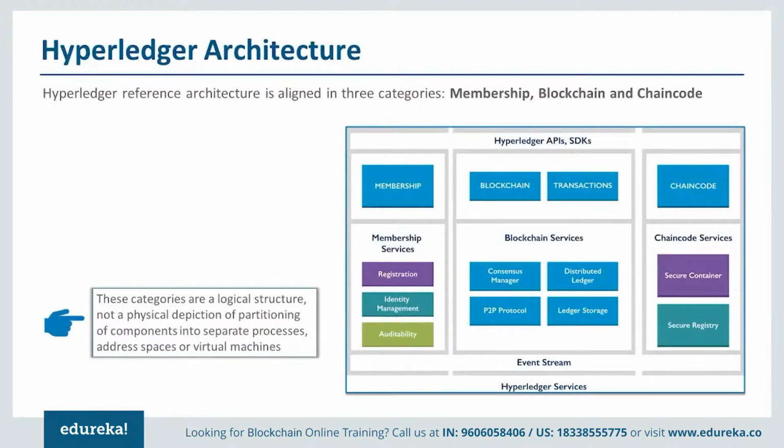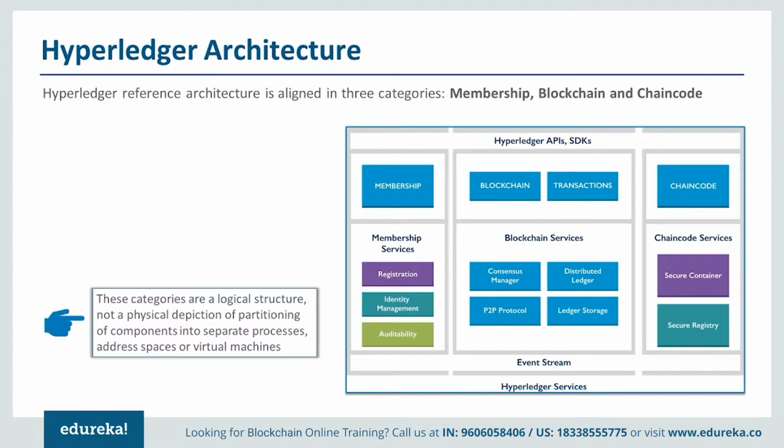Now this is the high level architecture of your Hyperledger Fabric. So you have a membership service. Within the membership service, you have the registration. Registration means you can register the users. You can have the identity management, what all levels of access those users will have.